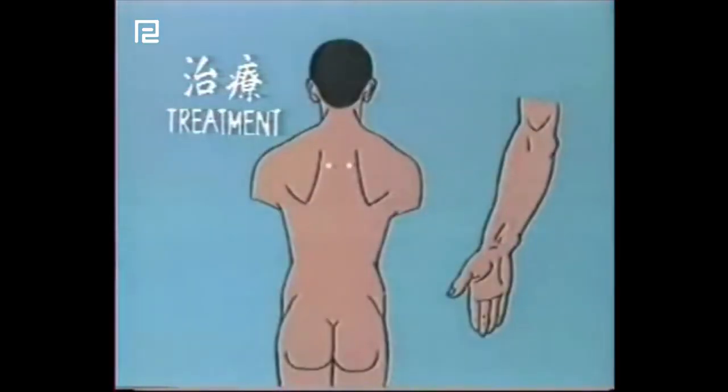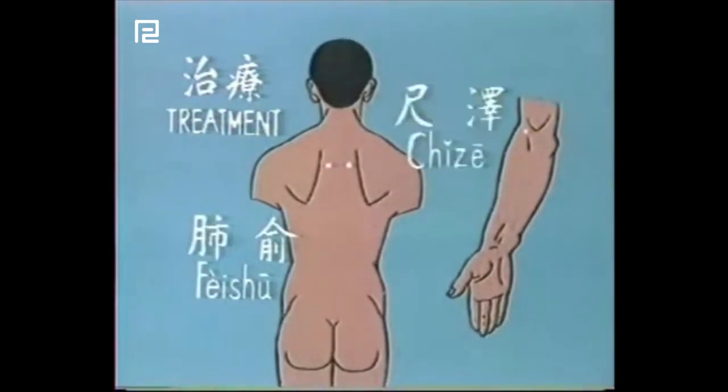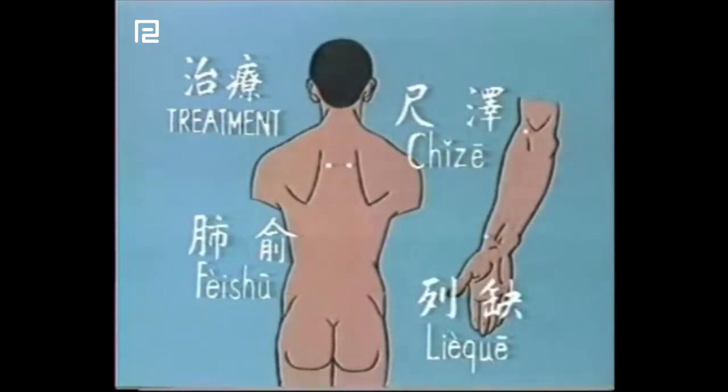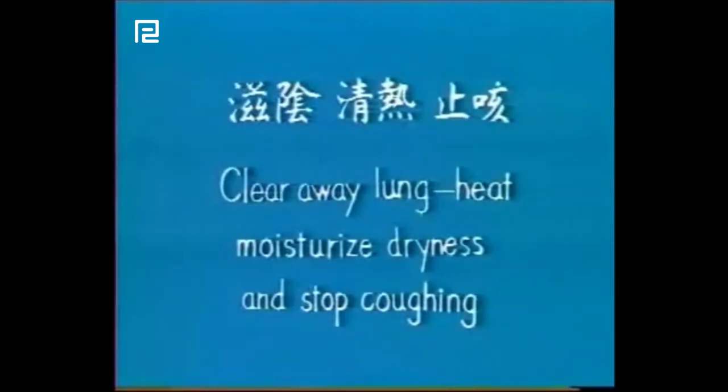Treatment. 肺书, bladder 13. 尺子, lung 5. 列缺, lung 7. This prescription can nourish yin, disperse heat, and relieve the cough.